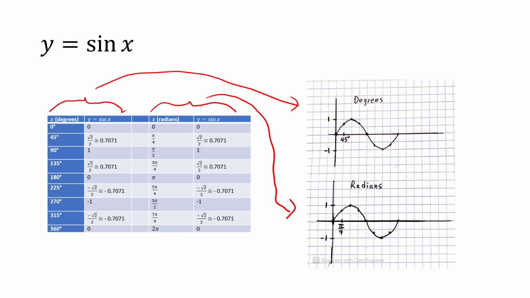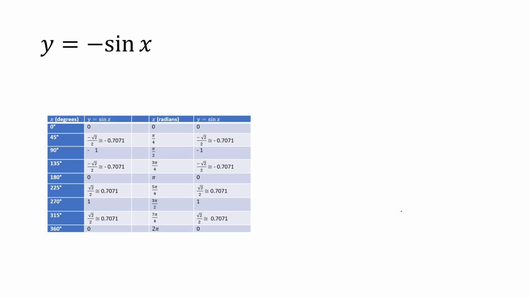Now, what's interesting about this is that if we then let x have values greater than 360 degrees, the curve would perfectly reproduce itself again. And if we let x have values less than 0, the curve would perfectly reproduce itself again. And similarly in radians, the same thing would happen.